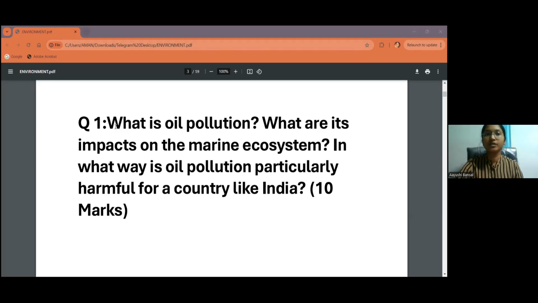So this first question is, what is oil pollution? What are its impacts on the marine ecosystem? In what way is oil pollution particularly harmful for a country like India? First of all, identify how many questions are being asked. We can clearly see there are 3 questions and 10 marks. So we have 2 pages. In those 2 pages, we have to give adequate space to all the 3 parts of the question.